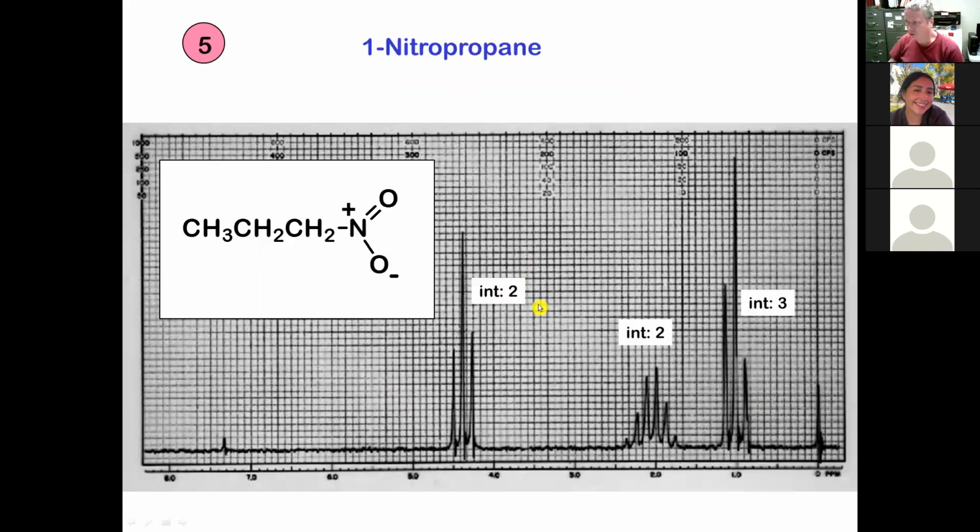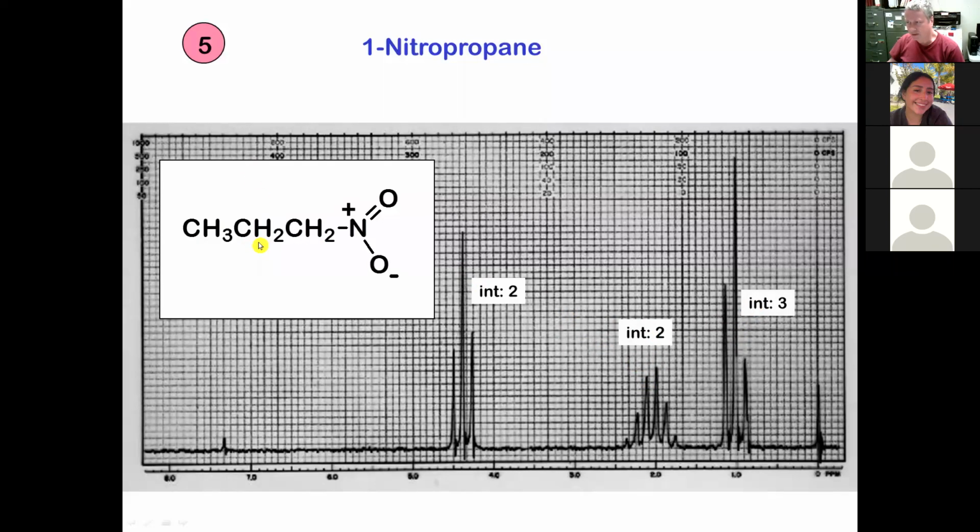Nitropropane. Well, this is really just a propyl group next to a nitro. A nitro is just an electronegative functional group. You can kind of see which is which here. This downfield one is that CH2. This middle one here is a multiplet. And then we have the triplet over here.